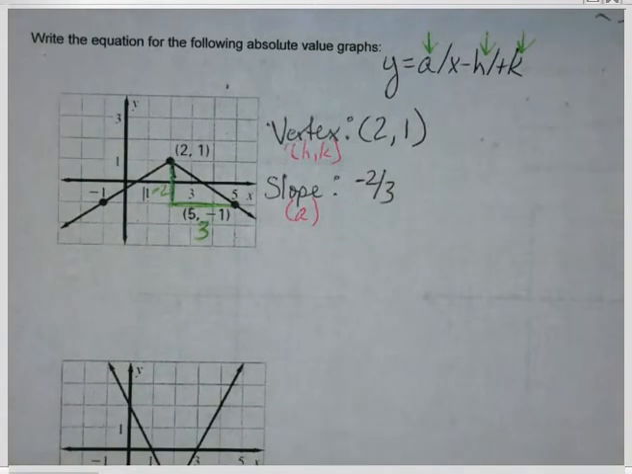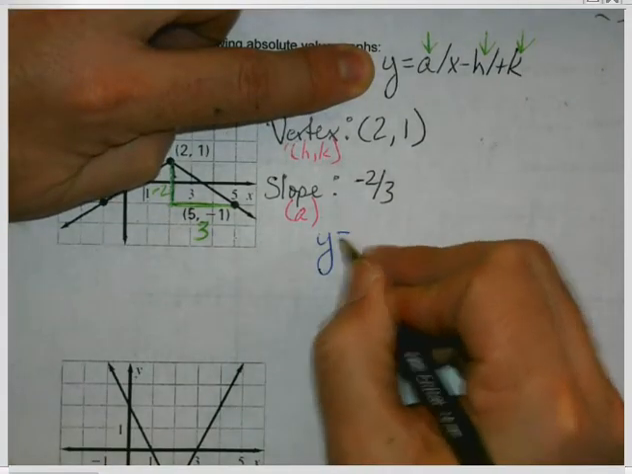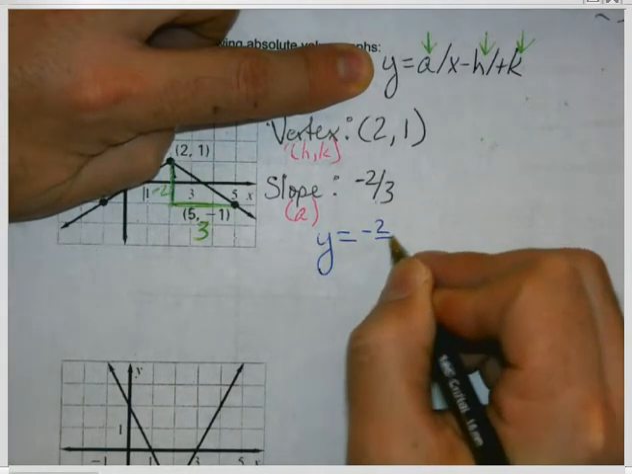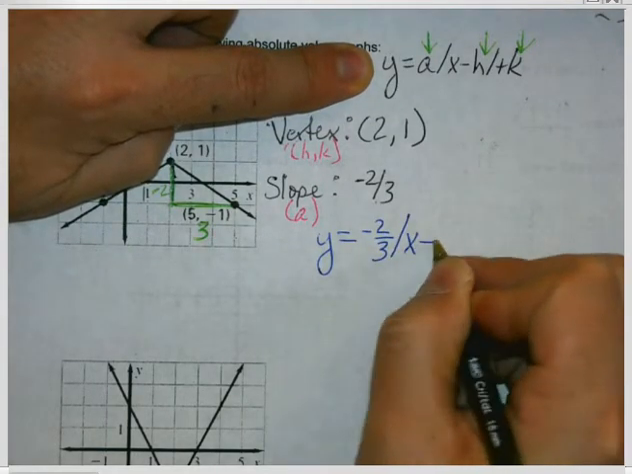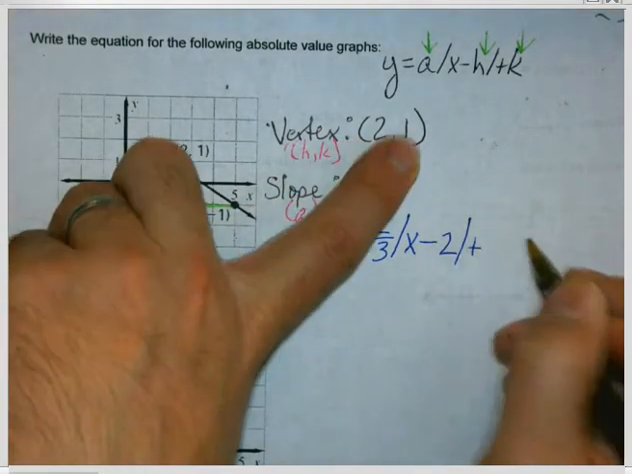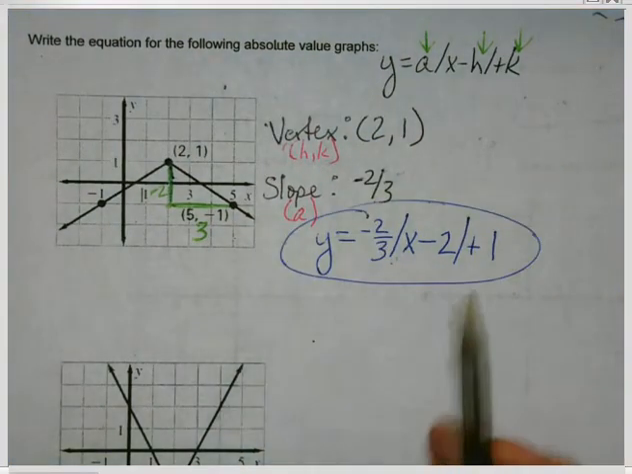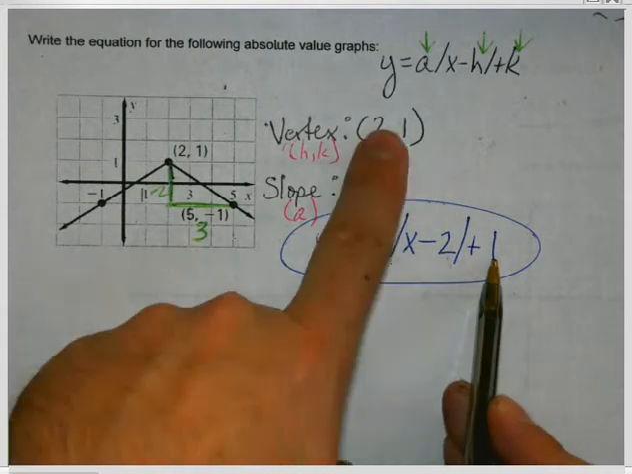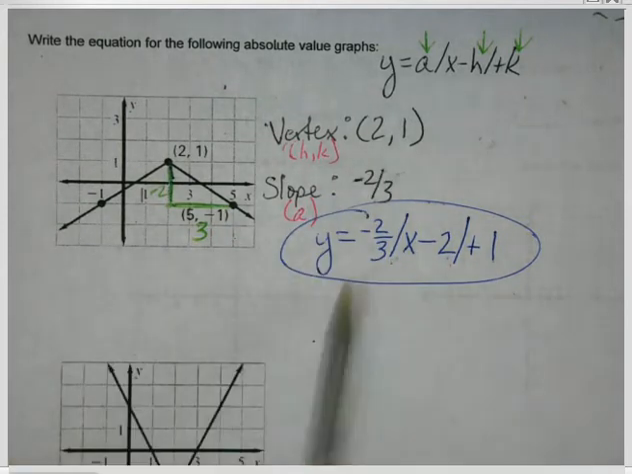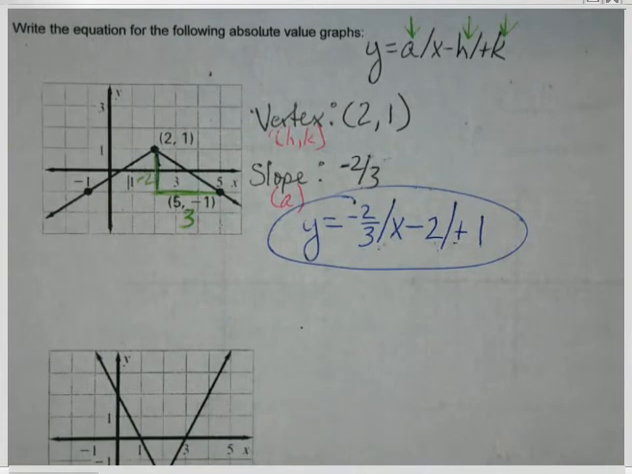So when I go to make my equation, I already have a graph. I just look at this and I say, okay, here we go. So y equals, my slope is negative 2/3, x minus, h is the x value that I have here, plus 1. Because now if I look at this equation that I just made, my vertex is at the opposite of this, 2, 1 matches. My slope is negative 2/3. And if I followed this, I would get this exact graph back. And that's how these are going to work.